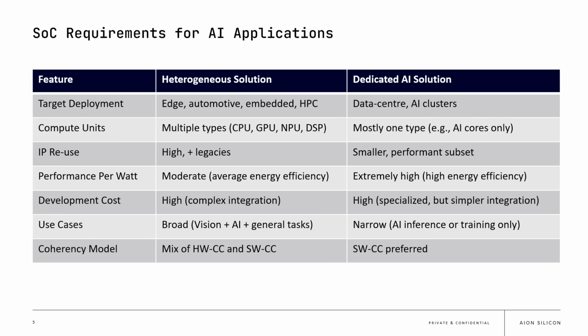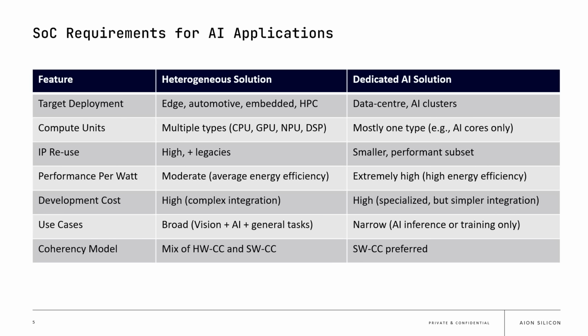On the other side, heterogeneous solutions integrate different types of compute units: CPUs, GPUs, NPUs, and DSPs. And because of the breadth of IPs that need to be supported, there is a requirement for legacy support. So you could have IPs which are on old protocol standards, which are perhaps conforming to some subset of those standards, but the interconnect still needs to support those. Performance per watt, so yeah, moderate power usage. Development cost is high because of complex integration, and the use case is broad.